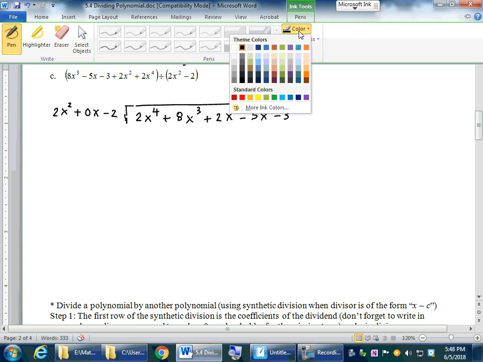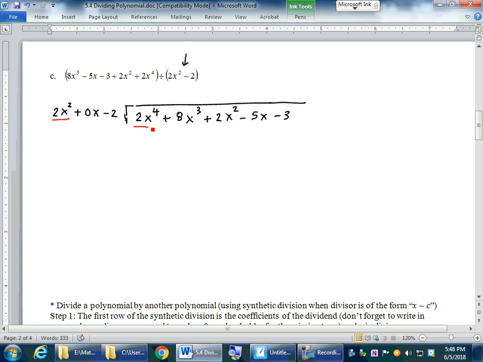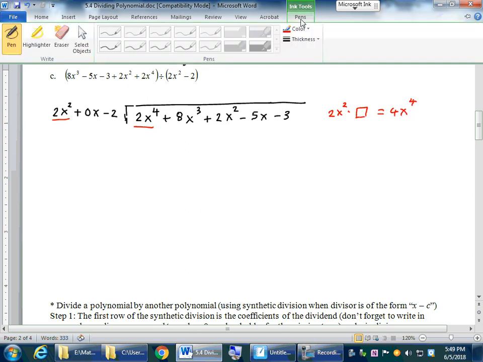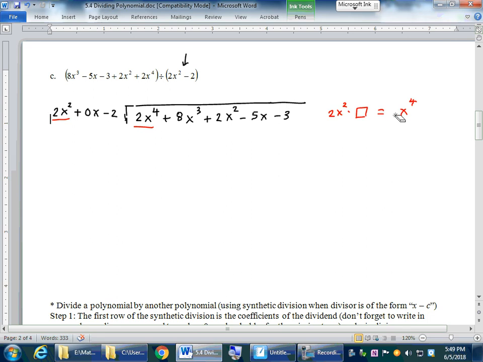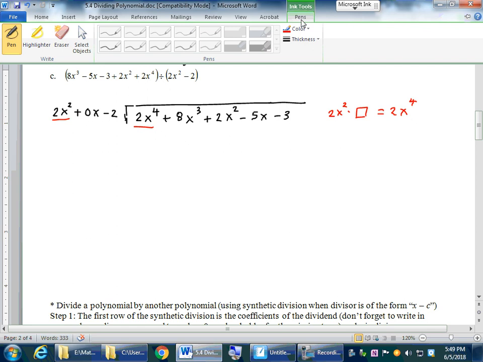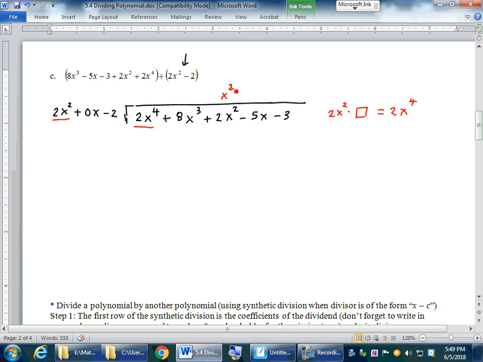And after that, you do the same process to get the final answer. So like before, the first term with the first term. So 2x squared times what gives me 2x to the fourth power? So that will become x to the second power. So when we distribute it, we multiply it into every single term right here. That will become 2x to the fourth power plus 0x to the third power minus 2x squared. That's what we got.